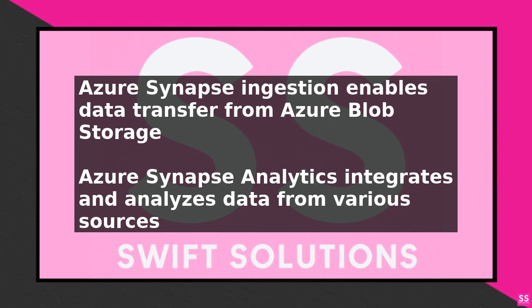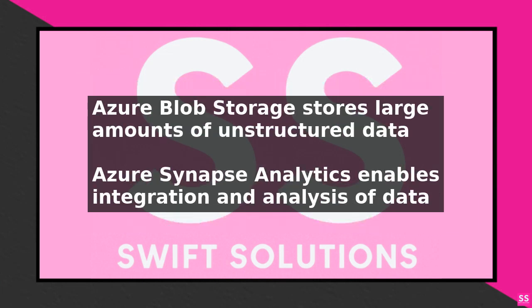Azure Blob Storage is a cloud-based object storage solution that allows you to store large amounts of unstructured data, such as images, videos, and text files. Azure Synapse Analytics, on the other hand, is a cloud-based analytics service that enables you to integrate and analyze data from various sources. To ingest data from Blob into Azure Synapse, you need to create a linked service that connects to your Blob storage account.